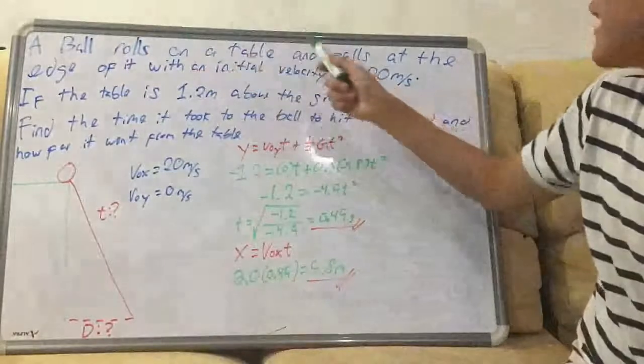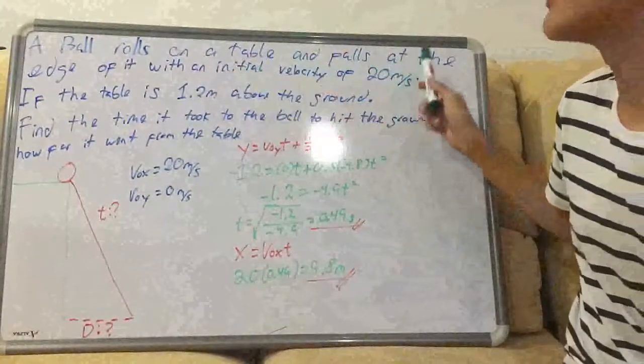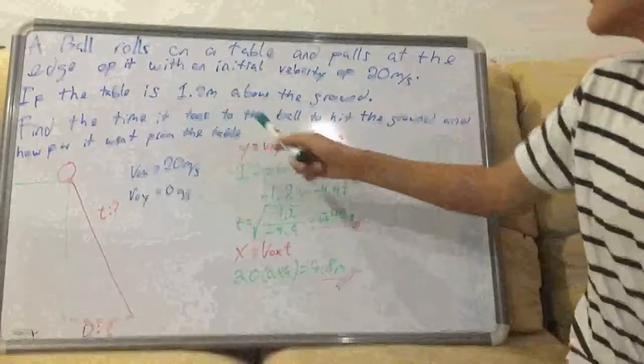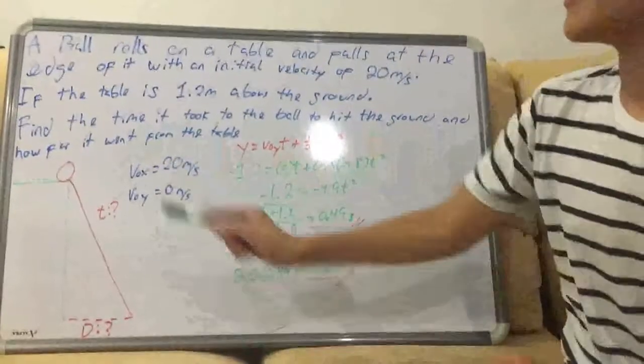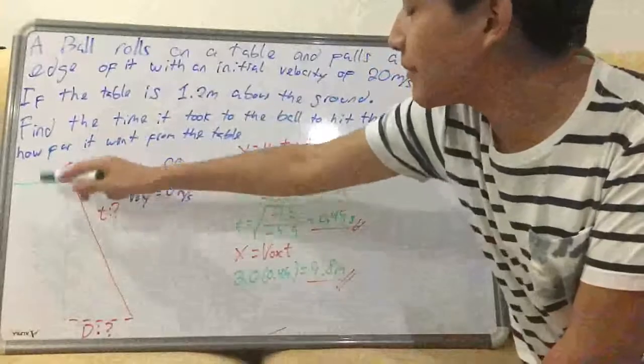So a ball rolls on a table and falls off the edge of it with an initial velocity of 20 meters per second. If the table is 1.2 meters above the ground, find the time it took the ball to hit the ground and how far it went from the table. So I made a little ugly sketch down here. This is the table and this is the ball.